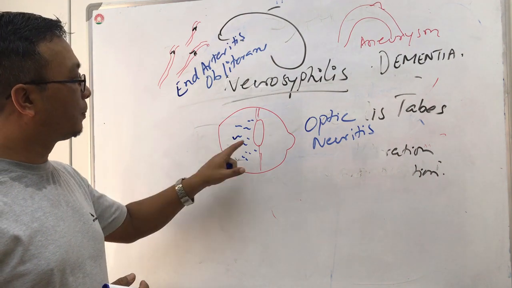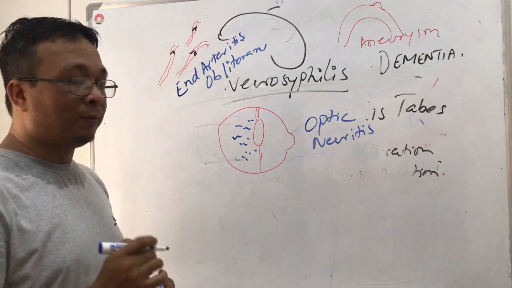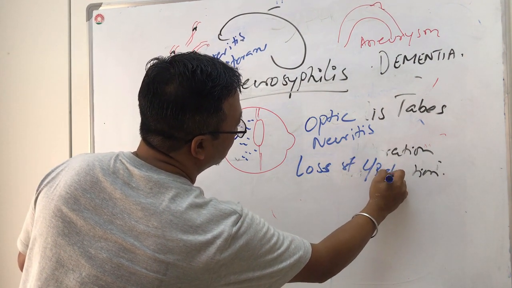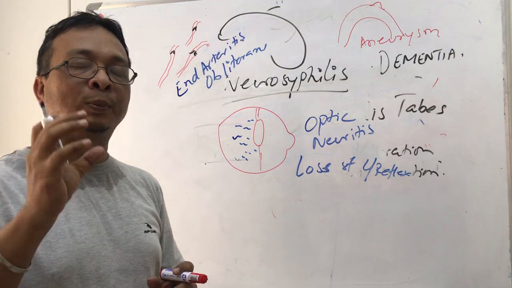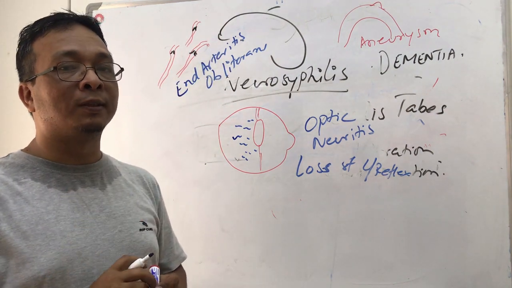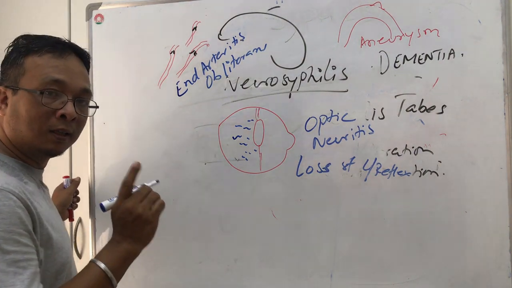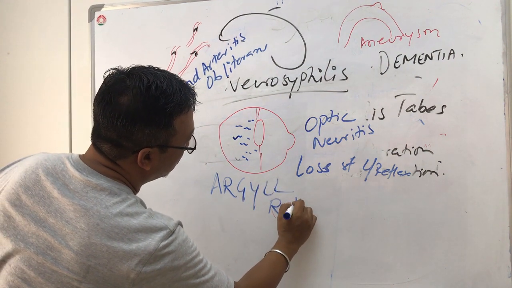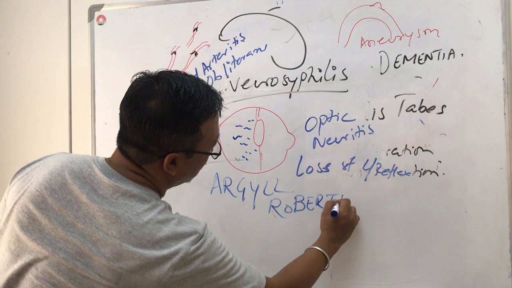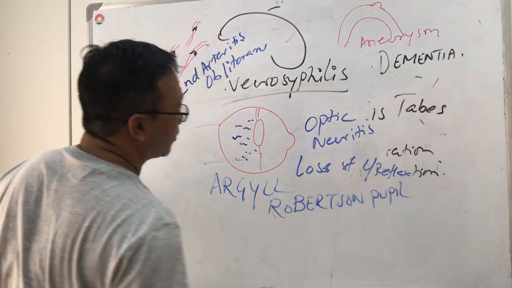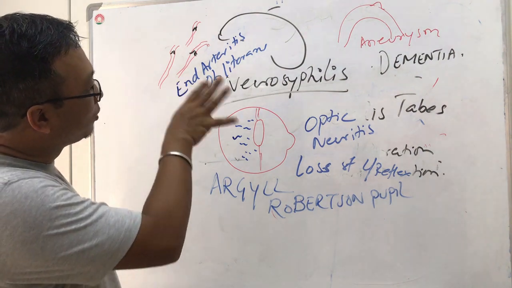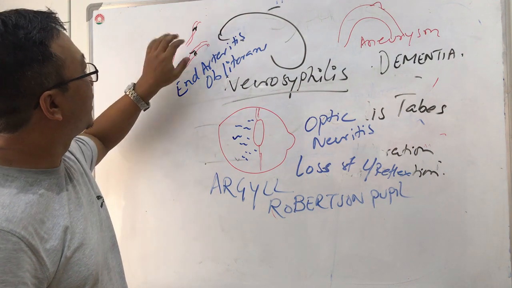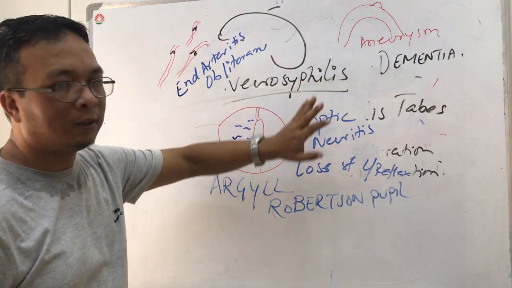Also, there is loss of light reflex, which is that when you throw light on the eyes, the pupils don't contract. But the accommodation reflex is often present. That's why we call this condition an Argyll-Robertson pupil. Along with these eye symptoms, there's aneurysm of the aorta, end arteritis obliterans, dementia, and tabes dorsalis.